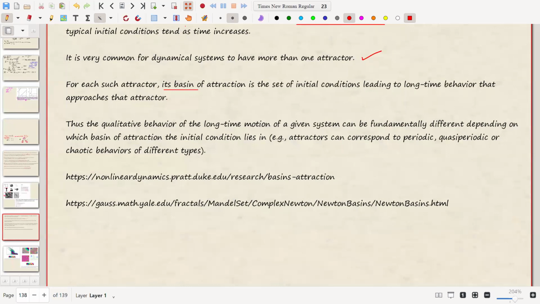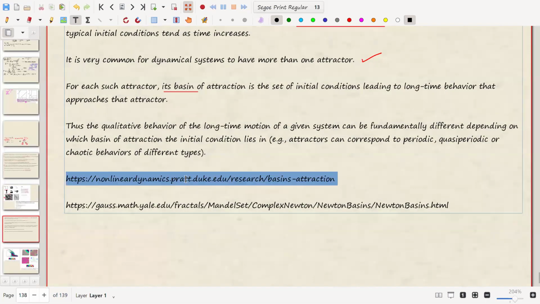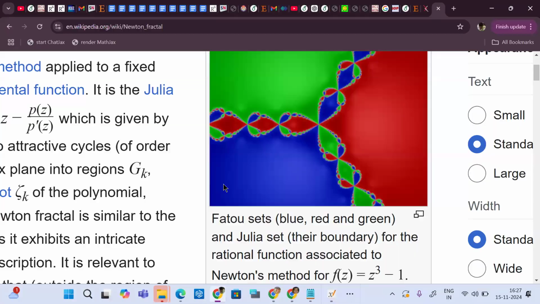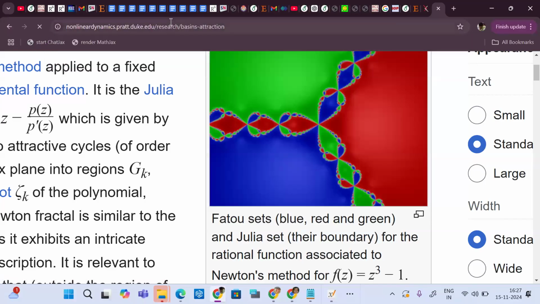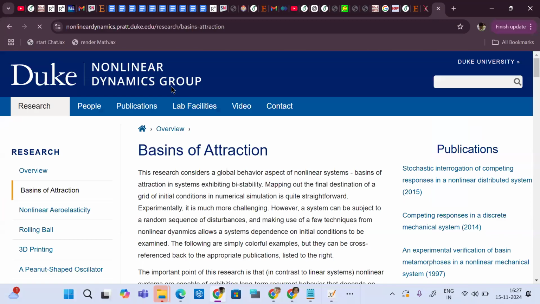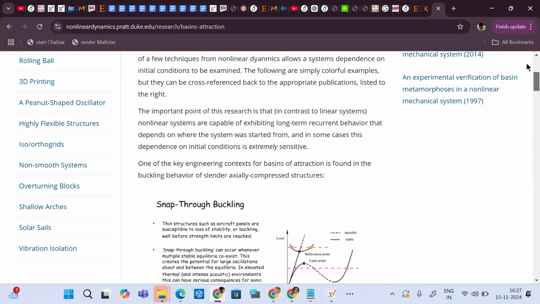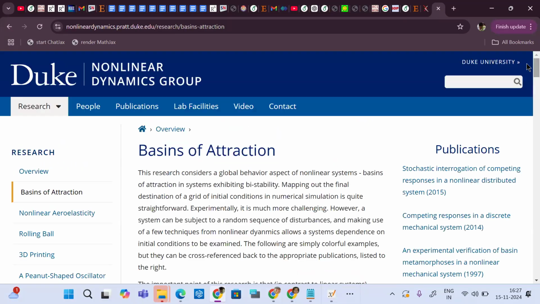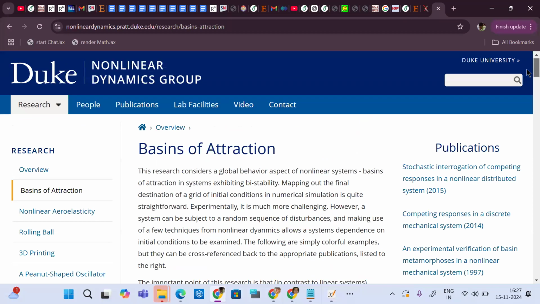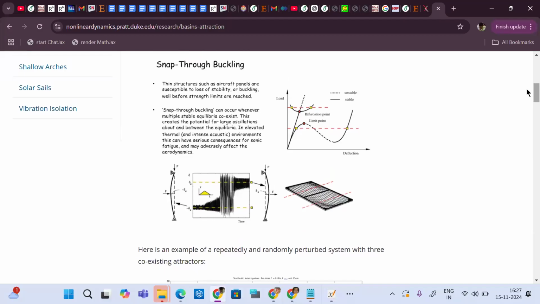We'll see some websites before we diverge. These are some good examples I would like to show you from the Duke group, I think Duke University. This is a good example of a mechanical system known as snap through buckling.